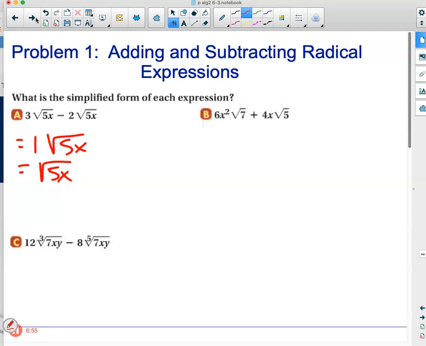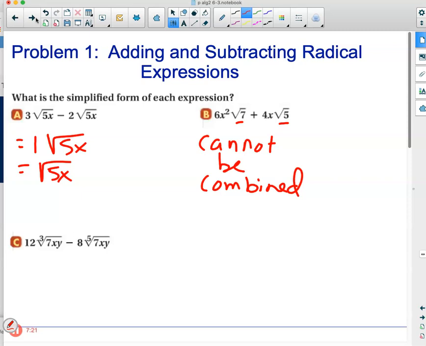B, 6x squared square roots of 7 plus 4x square roots of 5. Can we do that one? Nope. Cannot be combined. They're both square roots, but the 7 is the radicand in the first one, and the 5 is the radicand in the second one, and we just saw you can't do that.